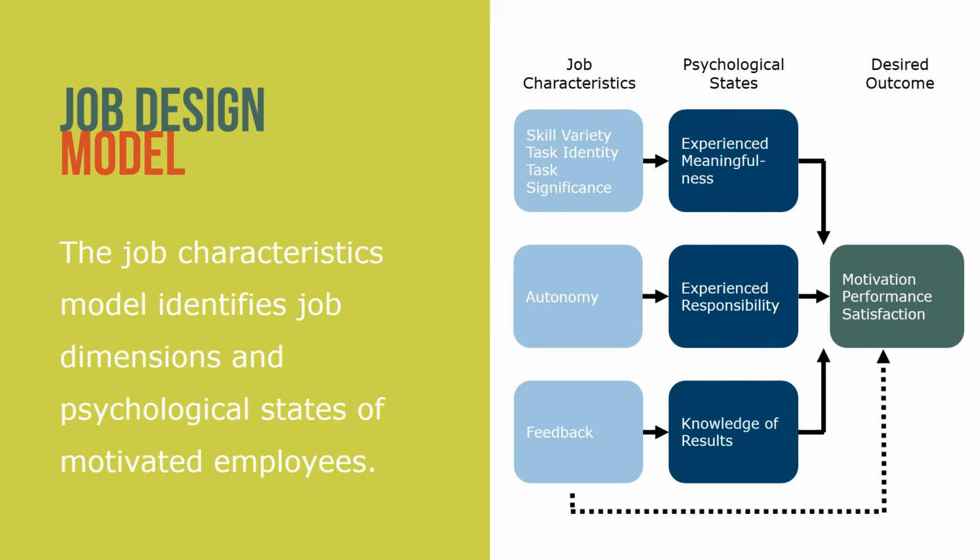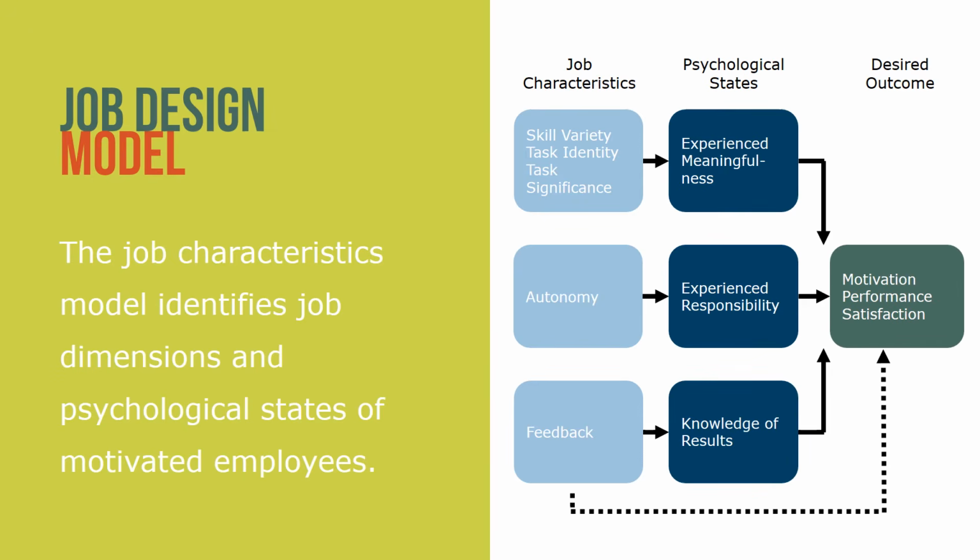The 5 core job dimensions are skill variety, the degree to which the job includes different tasks and activities; task identity, the degree to which the job involves completing a whole identifiable piece of work; task significance, the degree to which the job has a substantial and perceived effect on the lives of others; autonomy, the degree to which the job permits substantial freedom and discretion to the individual; and 5, feedback, the degree to which performing the job requirements results in the individual receiving direct and clear information about their performance. The greater the existence of these 5 job dimensions, the more motivation employees should feel in their job.